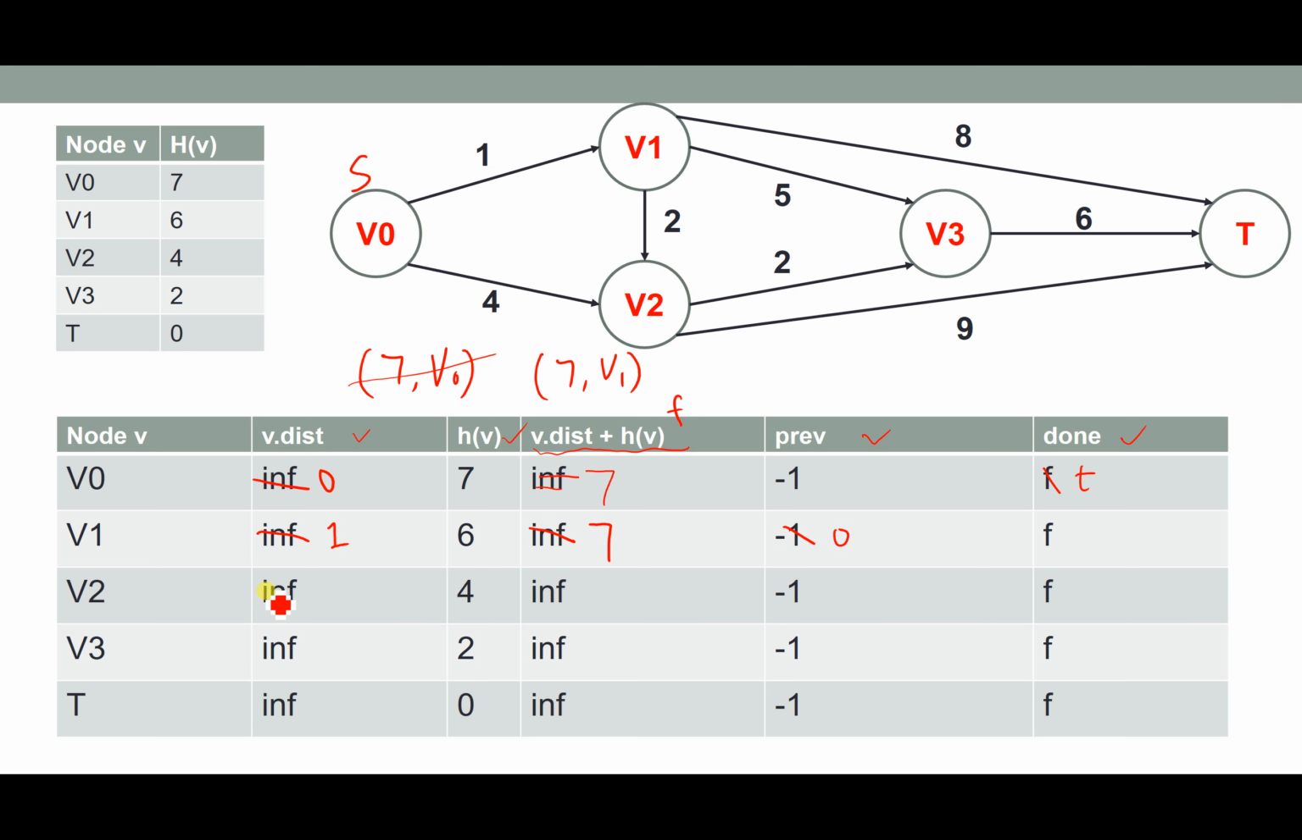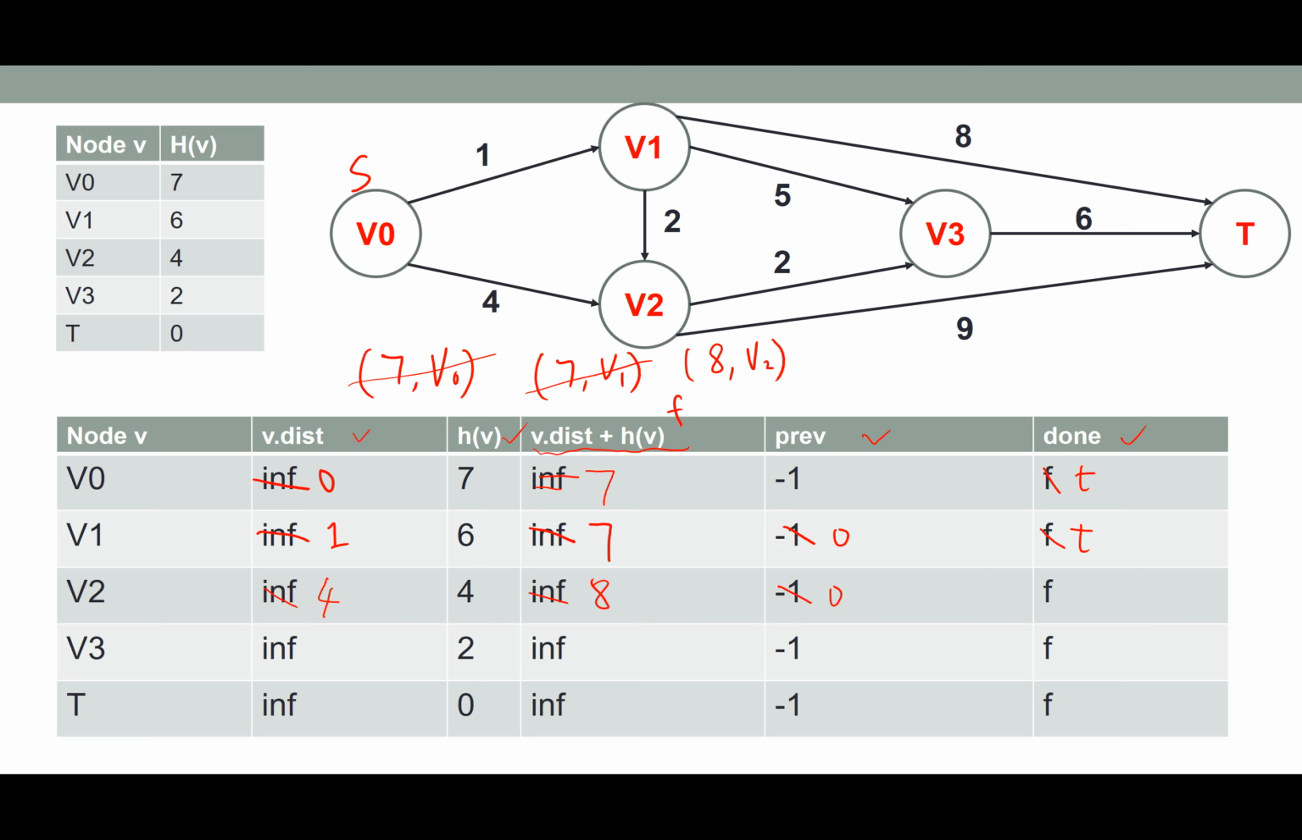Similarly for v2, the dist is updated as 4, and if you add 4 with 4, you get 8. Previous changes to 0, and we enqueue 8 v2. Okay, so those are the two neighbors of v0. Now we dequeue based on the f value, which is what we just have here. So it's 7 v1. v1 is out, so it's done.